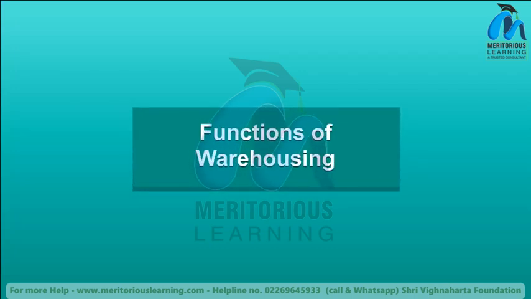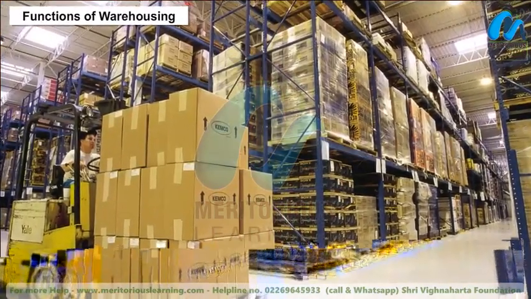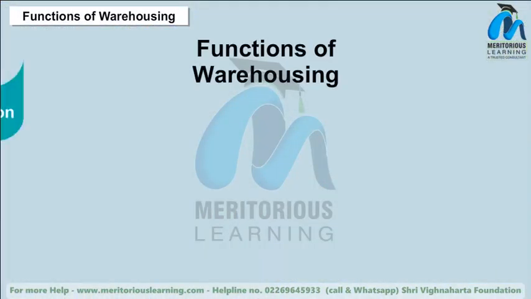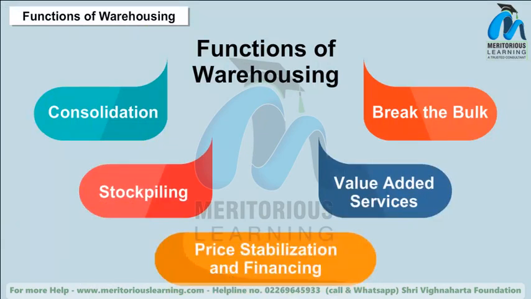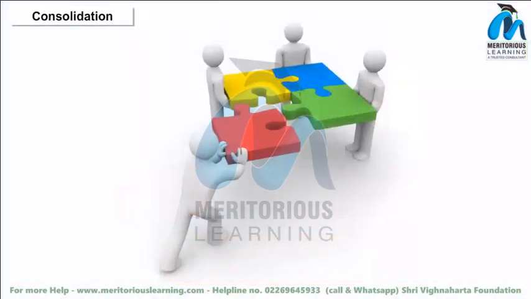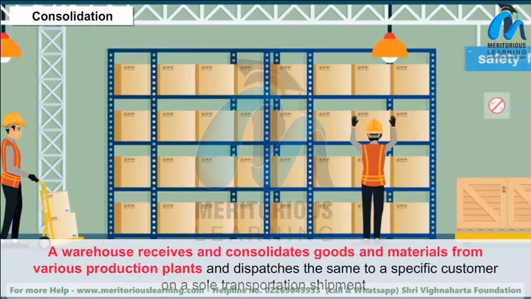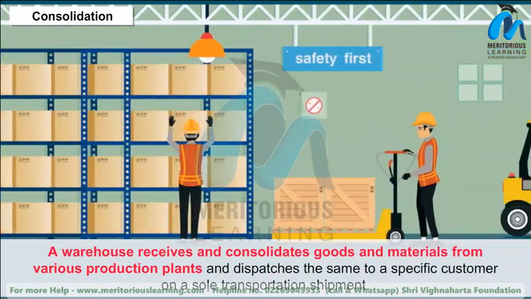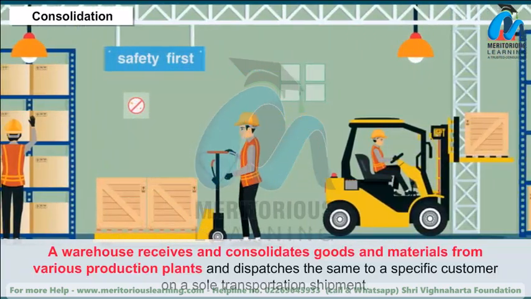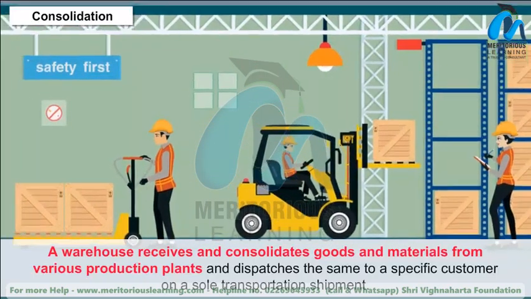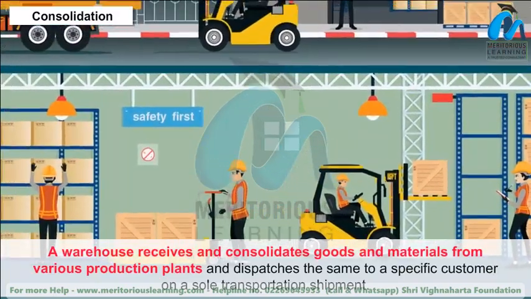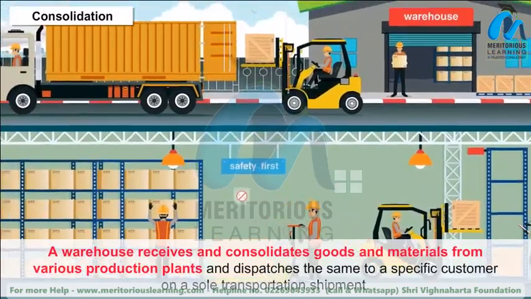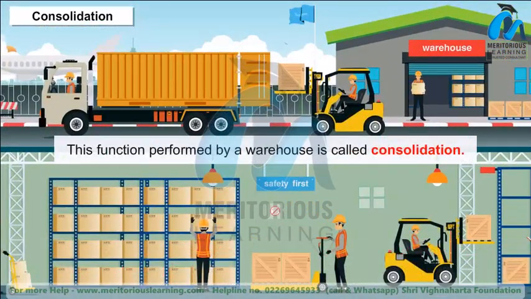Functions of warehousing. Several important functions of modern warehouses performed today are discussed in brief below. Consolidation. A warehouse receives and consolidates goods and materials from various production plants and dispatches the same to a specific customer in a single transportation shipment. This function performed by a warehouse is called consolidation.